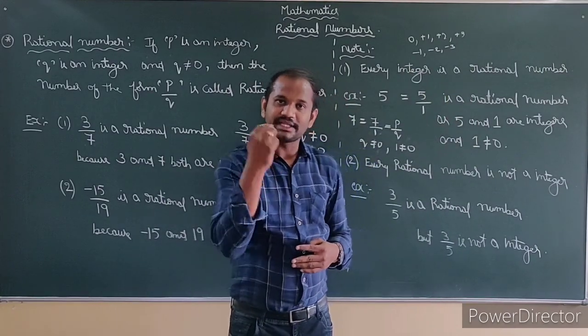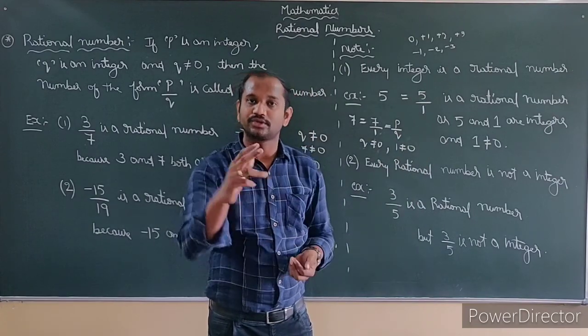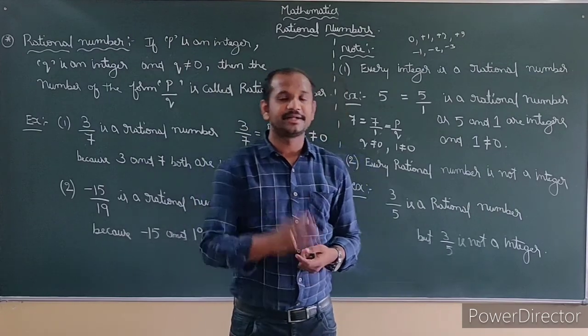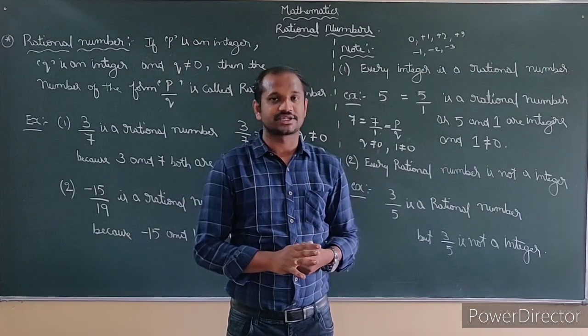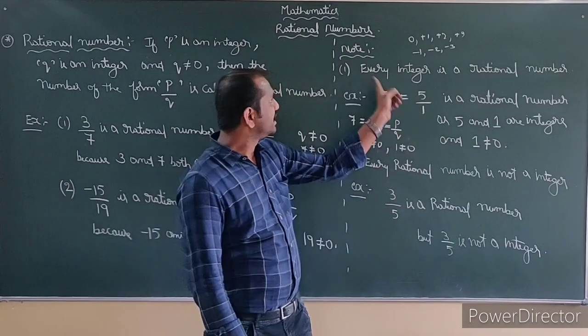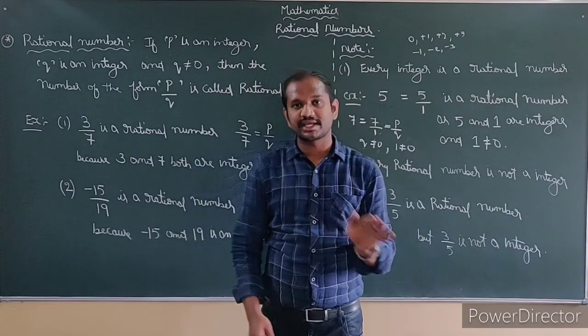Understand that? Slowly think of it, you will really understand better. See, in your textbook they have given 2 extra examples also. Take your own example and explain it. Then you will understand the concept of rational numbers very clearly. These are the first 2 notes: every integer is a rational number, but every rational number is not an integer.